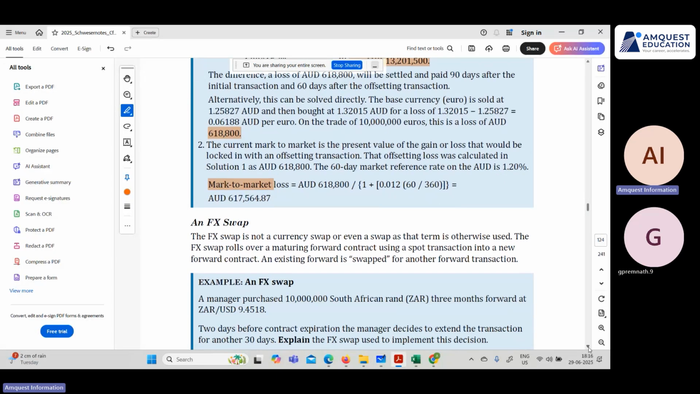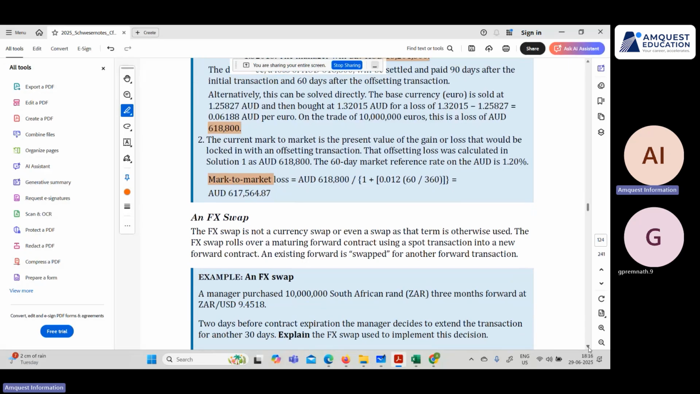Let's look at this. A manager purchased 10 million ZAR 3 months forward at some rate, right? 2 days before contract expiration, the manager decides to extend the transaction for another 30 days. So what he should do is, since he's going to purchase ZAR, with 3 months and 2 days left, he should sell 10 million ZAR spot.